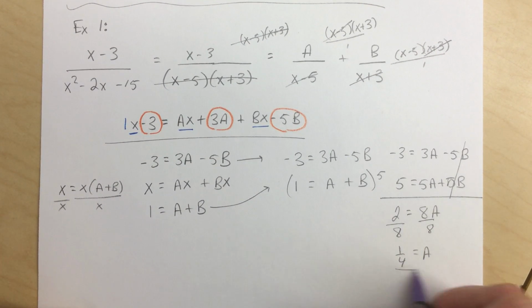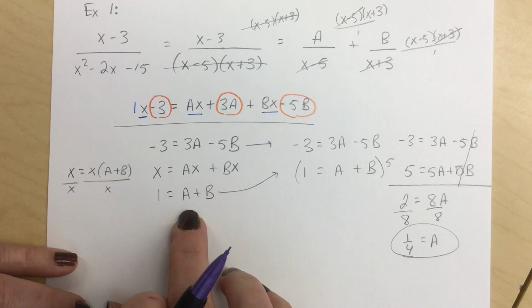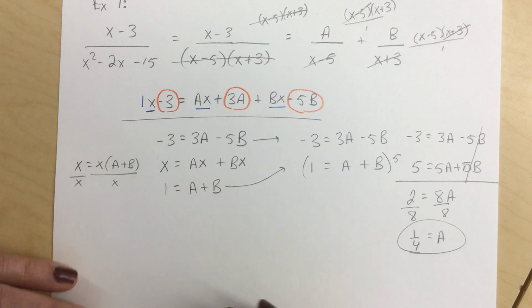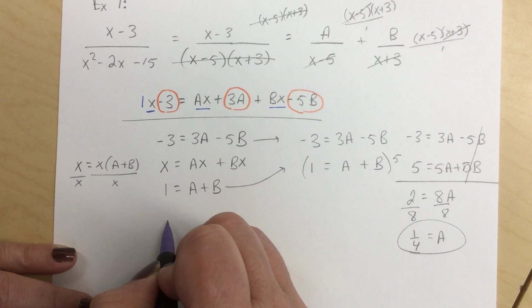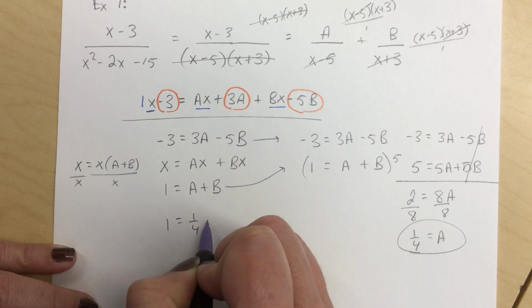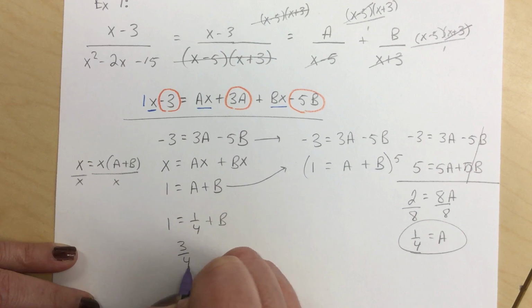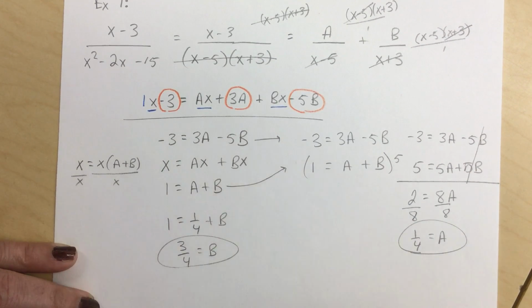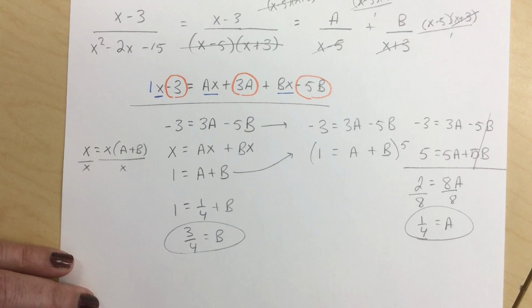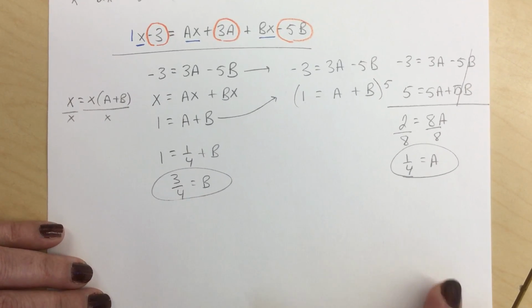Okay, so if a is 1/4, I'm going to go back up here to this equation. I can plug it in anywhere and try to solve, but that would be the simplest. 1 will equal 1/4 plus b, so 1 minus 1/4 is 3/4. So that's my answer for b. Now, what the heck does that mean?